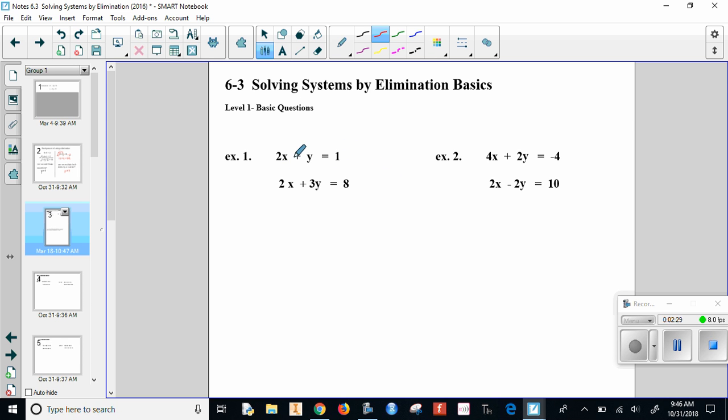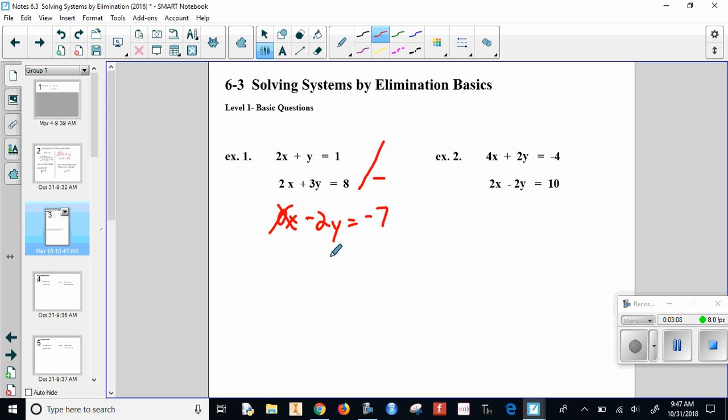Here we want to eliminate some variable. Now, if I add these, I get 4x, 4y, and 9. And we get another equation with an x and a y, and that doesn't help us. However, if I subtract, 2x minus 2x is 0, and then I have y minus 3y is negative 2y. Now all of a sudden I have an equation without an x, and that's quite easy to solve. So the method I want to choose is subtraction, because this will be 0x, which just cancels out. This would be minus 2y, and this would be 1 minus 8 is negative 7.